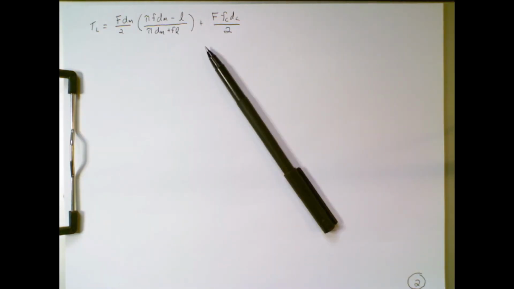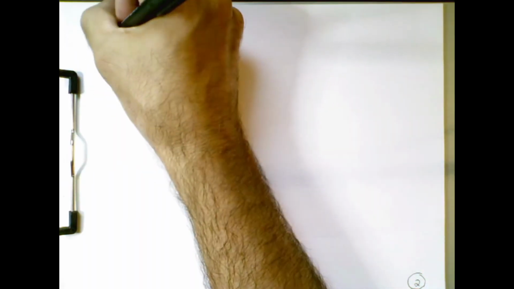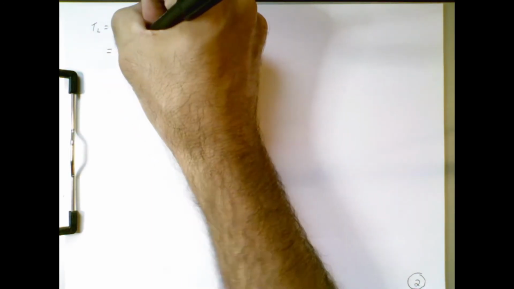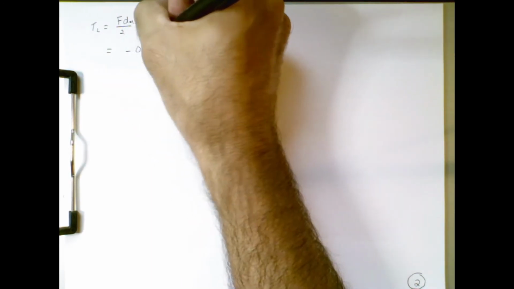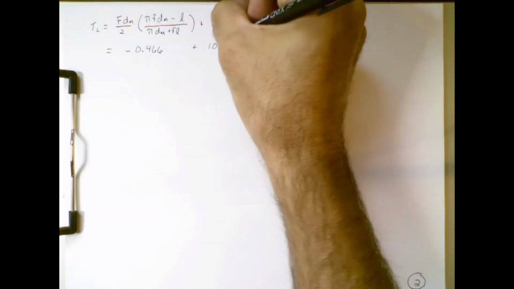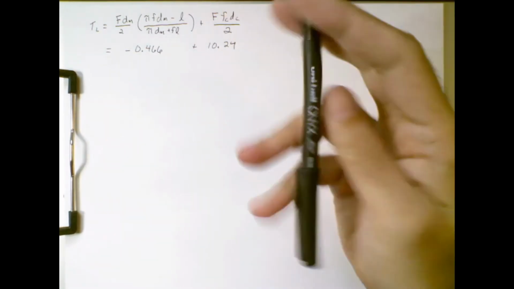Okay, we're going to use the same unit management that we did in the previous calculations. I'm not going to show the details, but I want to point out a few interesting things about these two terms. So this first term is a minus 0.466 Newton meters, and the second term is 10.24 Newton meters. So what does this mean?